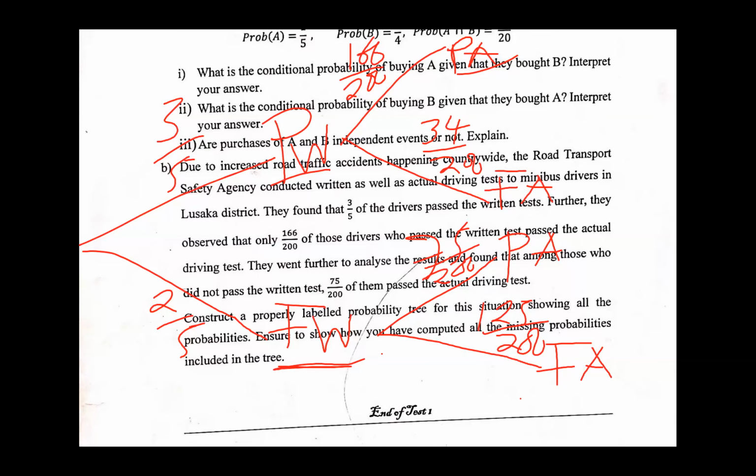What is the probability of those who failed? How can you find the people who failed? Three over... on this same question, 34 over 200. Okay. And which one? 125 over 200. Okay. What about 2 over 3? Didn't they fail these? 2 over 5.